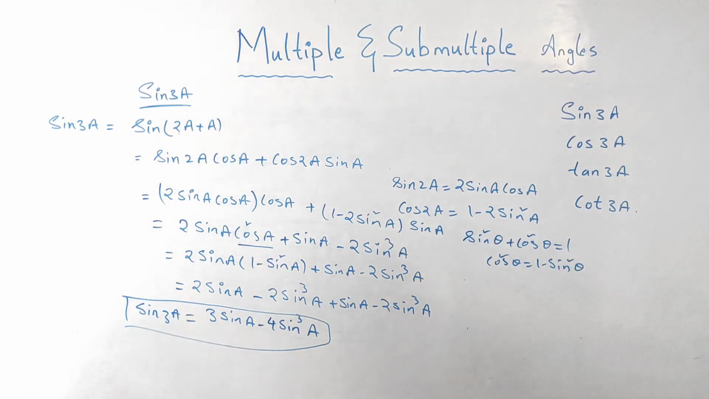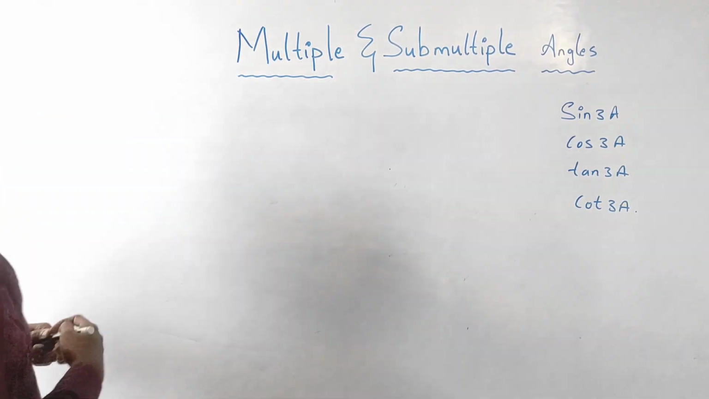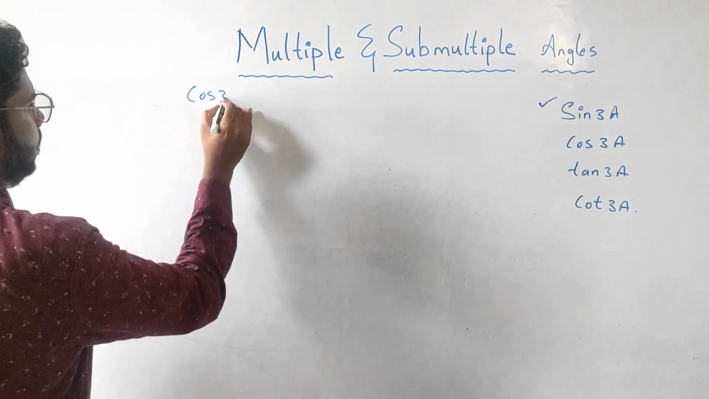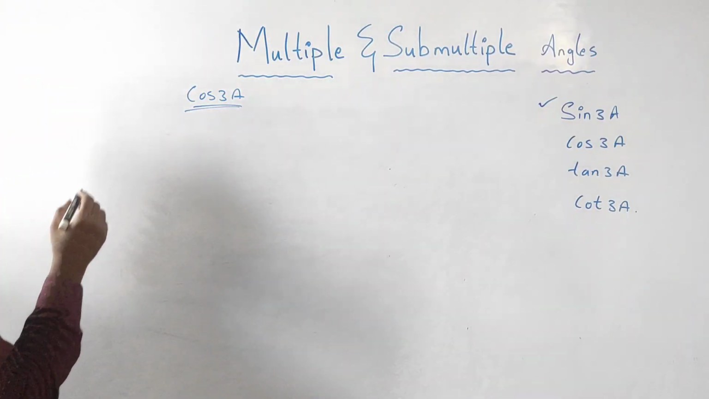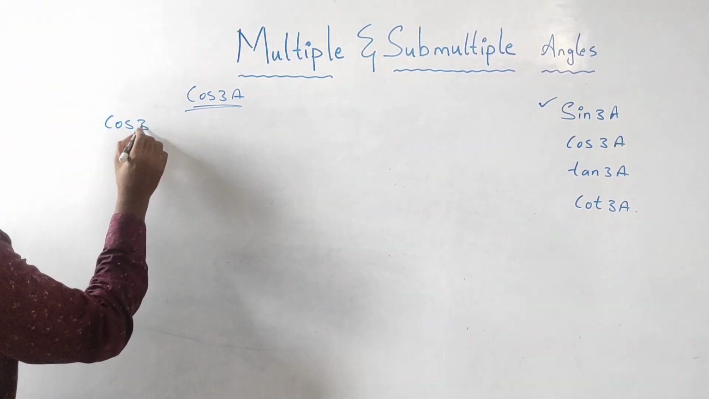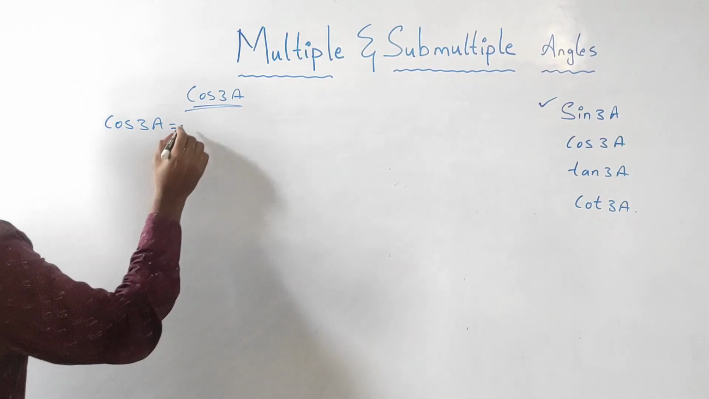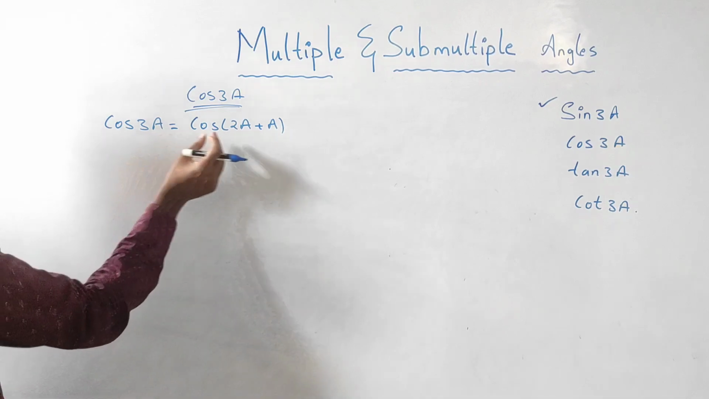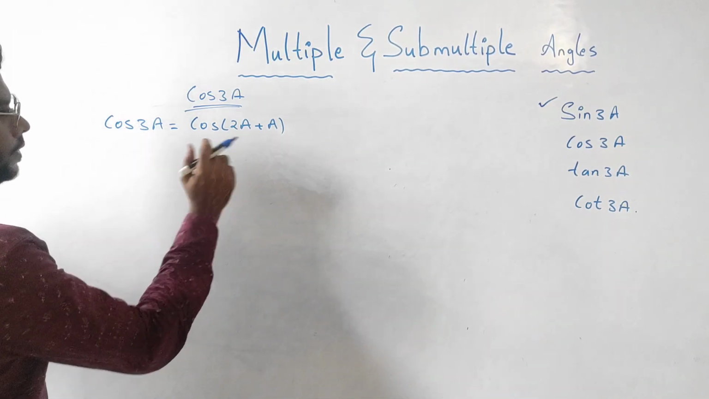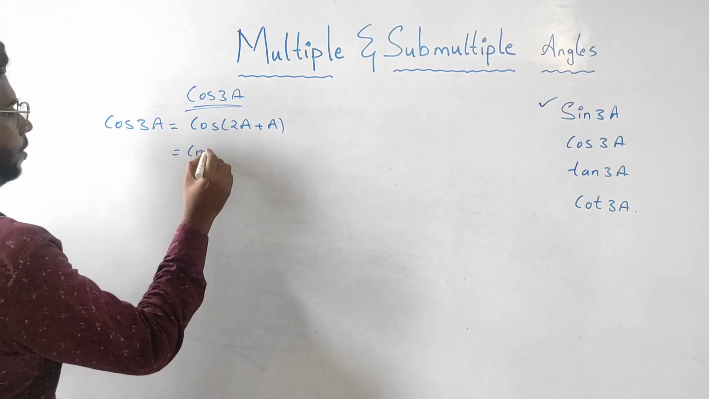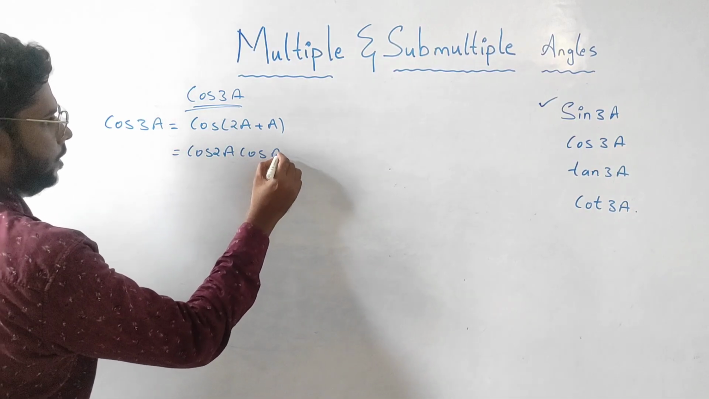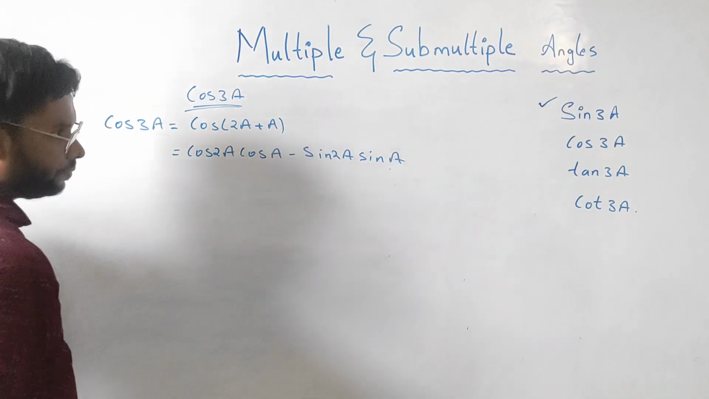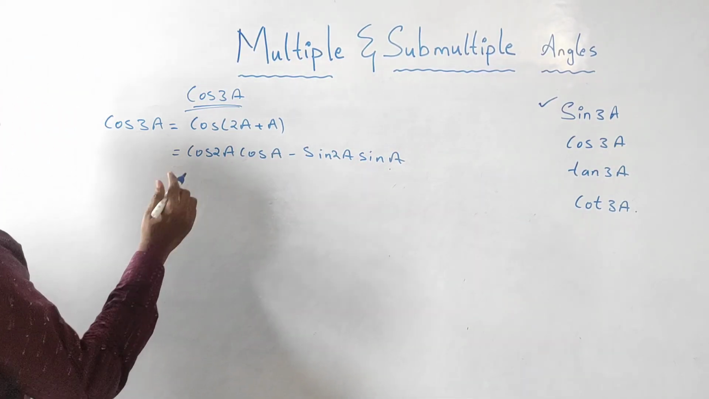Now let us see the formula of cos 3A. We have completed the sin 3A formula. Similar to how we found sin 3A, I'm finding cos 3A. 3A can be written as cos of 2A plus A. So again it is in the form of cos A plus B. What is the formula of cos A plus B? Cos A cos B minus sin A sin B. Similarly, I am applying the cos 2A formula here.